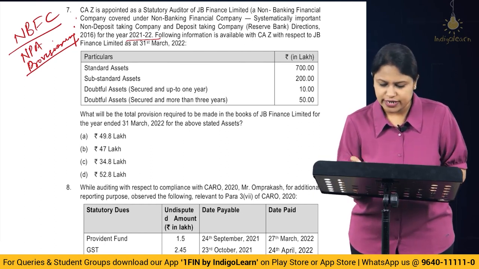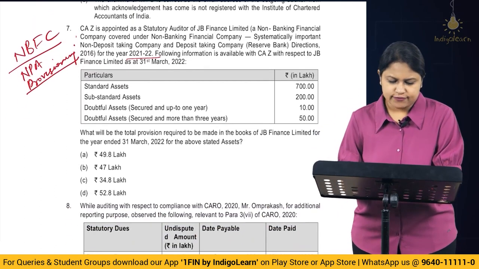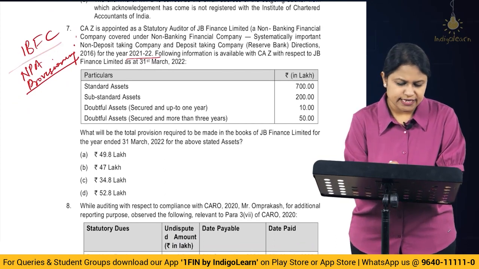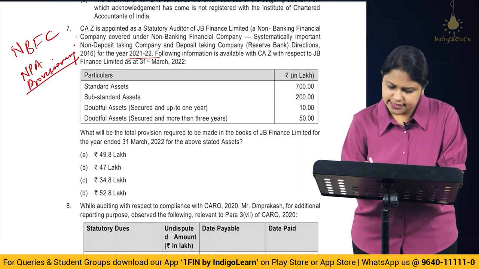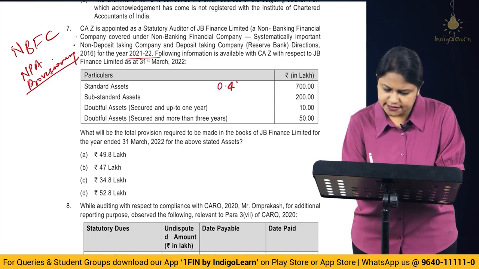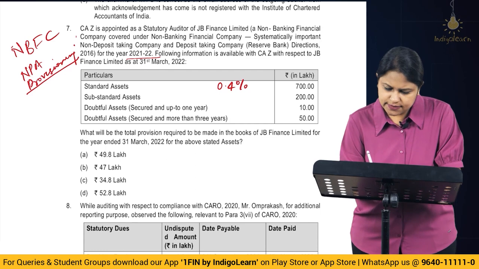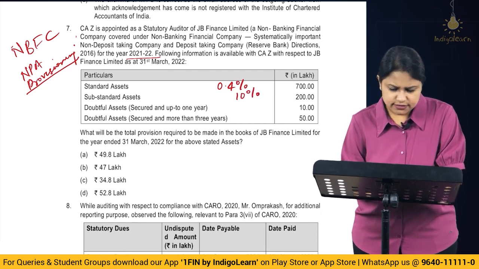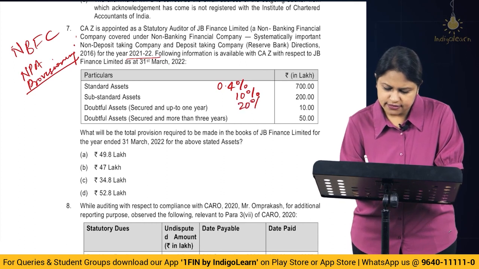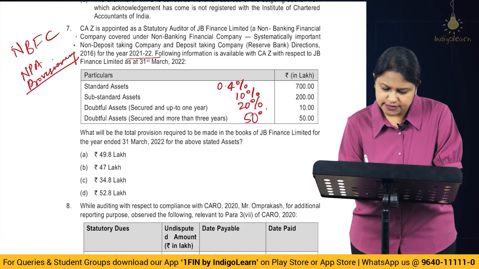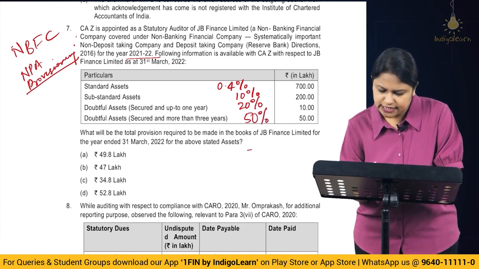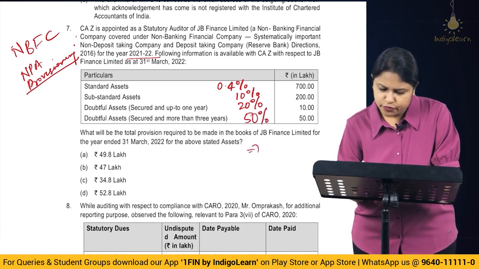So let us see what is the requirement. So the provisioning, let us take for standard assets. Remember it is for NBFC. Alright, so it is for NBFCs. So standard assets, it is going to be 0.4%. Substandard will be 10%. Doubtful assets secured up to 1 year will be 20%. And doubtful assets secured and more than 3 years will be 50%. Correct? So if you take the calculation, 700 into 0.4% is going to give 2.8.